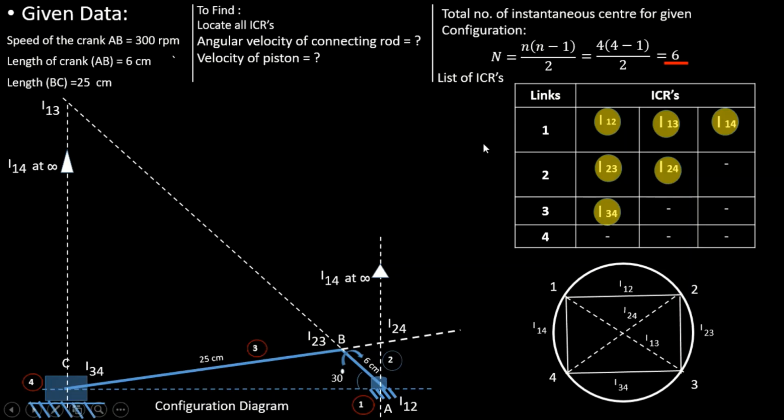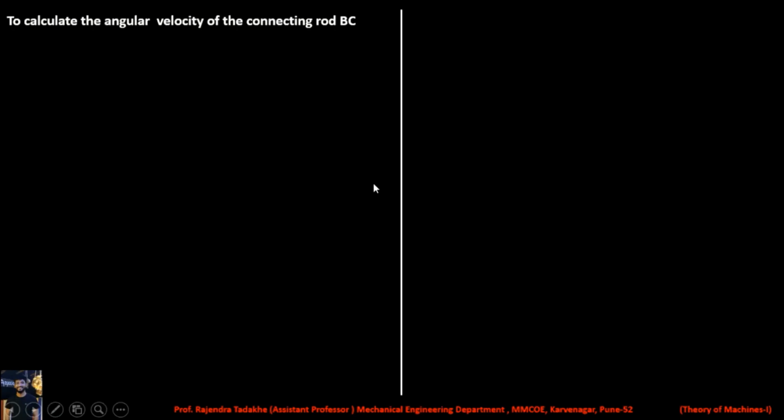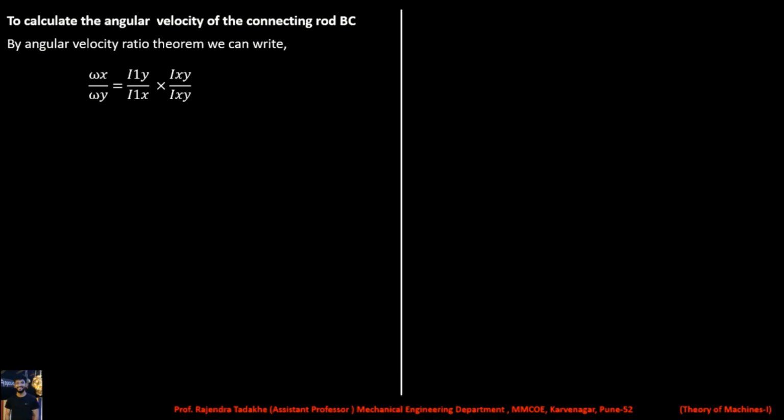Now the next part of this, or we can say the important part of this story, is we have to calculate the angular velocity of the connecting rod, that is for link BC, and the velocity of piston, that is for the slider C. So for this, to calculate the angular velocity of the connecting rod BC, we will use the angular velocity ratio theorem.